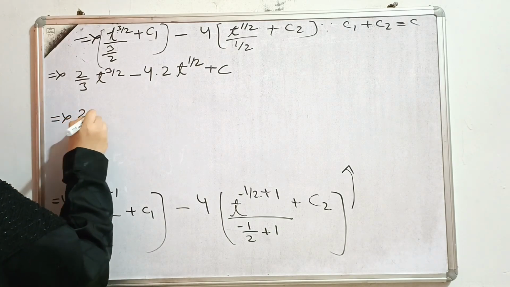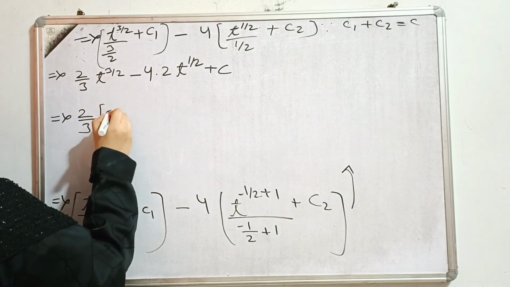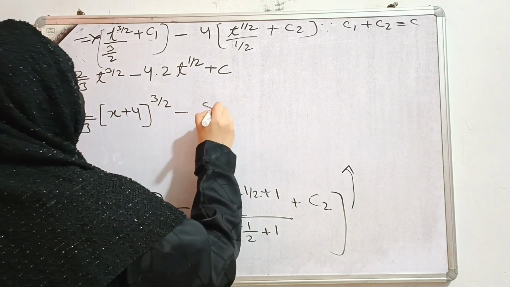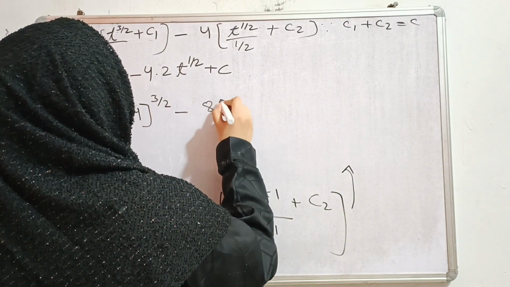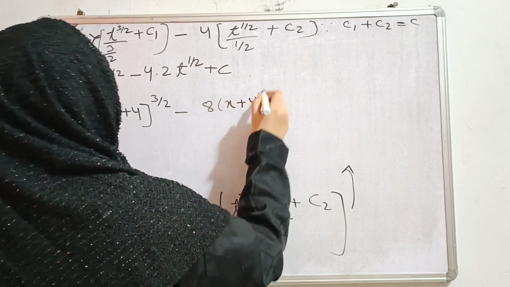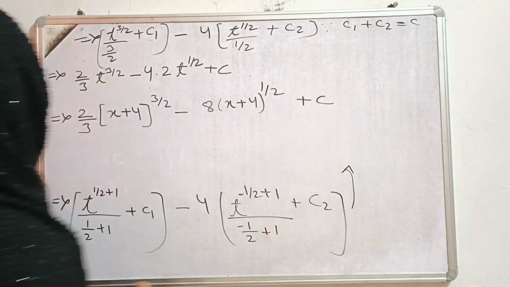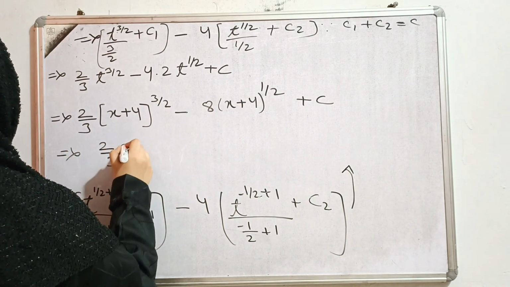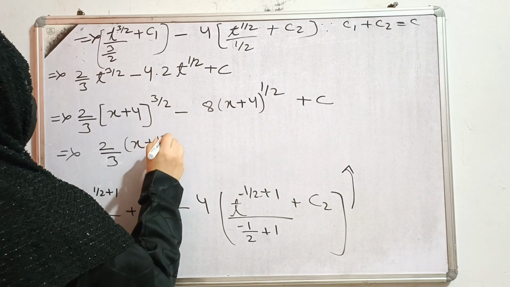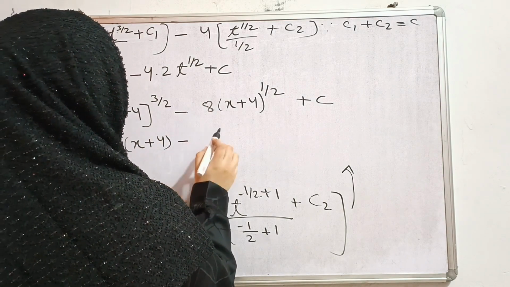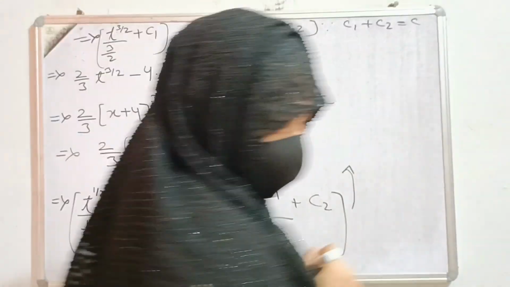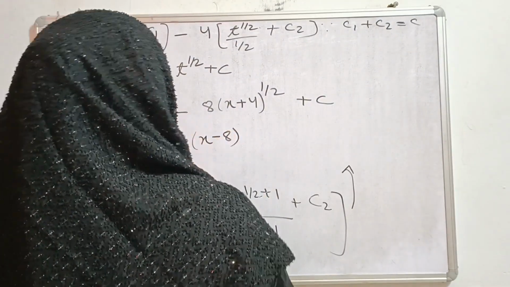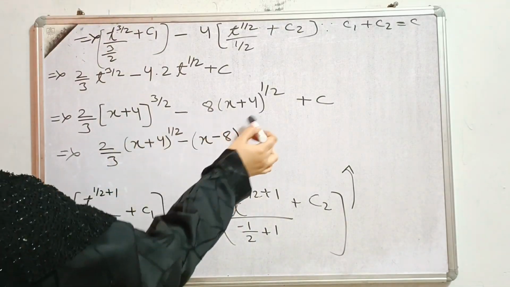So substitute the value of t. The value of t is x plus 4, so we get 2 upon 3 x plus 4 power 3 upon 2 minus 8 x plus 4 power 1 upon 2 plus c. Or we can simplify that and write it as 2 upon 3 x plus 4 minus 8, all times x plus 4 power 1 upon 2. We simplify these and we get this.